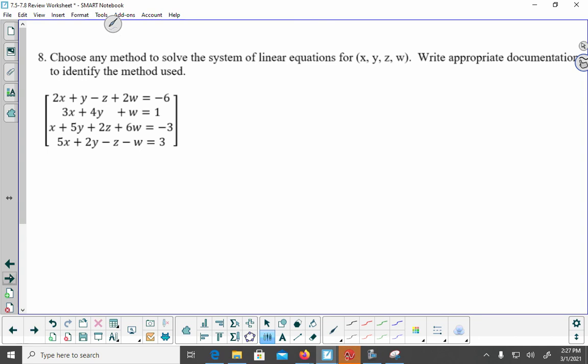Now, number 8 says choose any method to solve the systems of linear equations for x, y, z, and w. So I can do reduced row echelon form just like I did, or I can raise it to the -1 power. Let's do reduced row echelon form. So I'm writing the teacher a note letting them know I'm doing reduced row echelon form. 2, 1, -1, 2, x, y, no z, w.